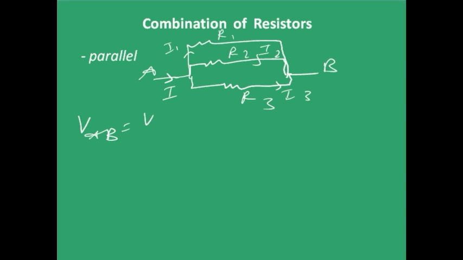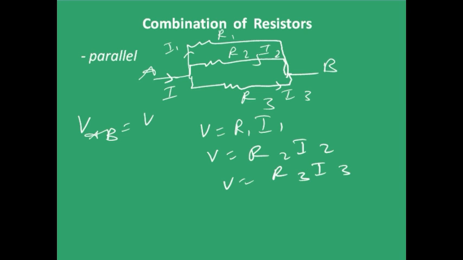The potential between points A and B is V. So since they are connected in parallel, the potential across all these three resistors is V only. By Ohm's law, I can write that V is equal to R1 I1. I applied Ohm's law for the first resistor. Similarly, V is equal to R2 I2 and V is equal to R3 I3 for the third resistor.